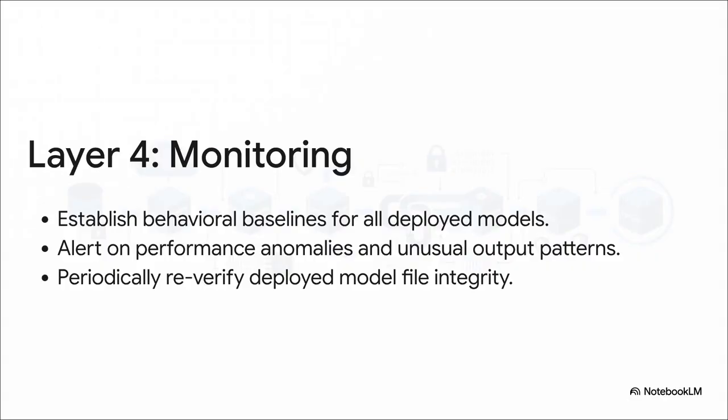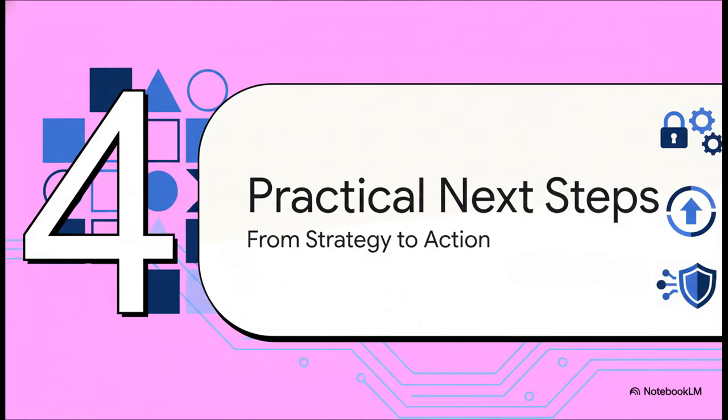And finally, layer 4. Security is never a set-it-and-forget-it thing, right? It's a continuous process. Once a model is in production, you need to establish its behavioral baseline. How does it normally perform? Then you set up alerts for any significant deviation from that baseline. A sudden drop in accuracy, a weird shift in its output, that could be your first sign that something is very wrong. Okay, so that's the 4-layer strategy.